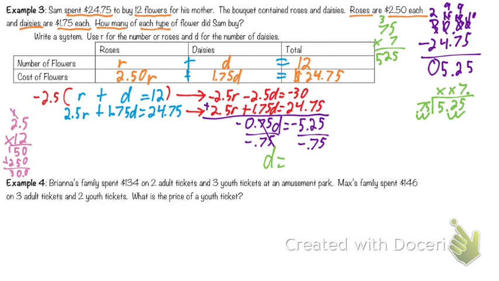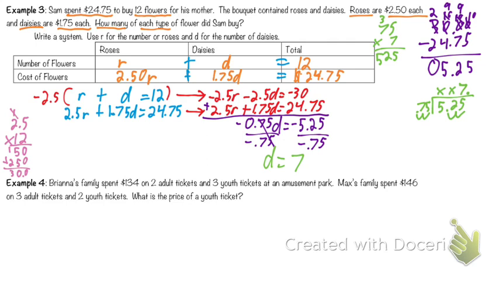So did using that little trick of we want the 5 to look like a 5 help us trim down our guesses? Yeah, it helps you speed it up. Okay. Makes your work easier. So d is equal to 7. So how many daisies did Sam buy? 7. He bought 7 daisies.